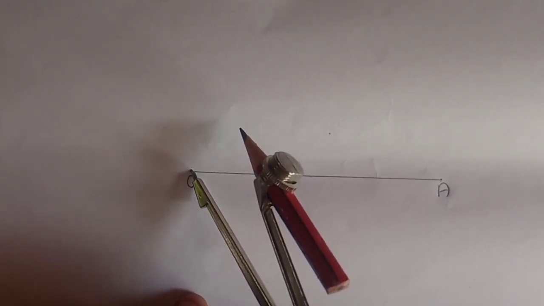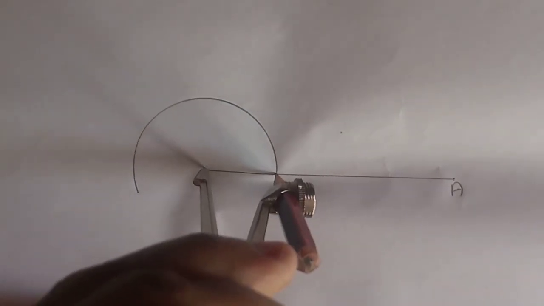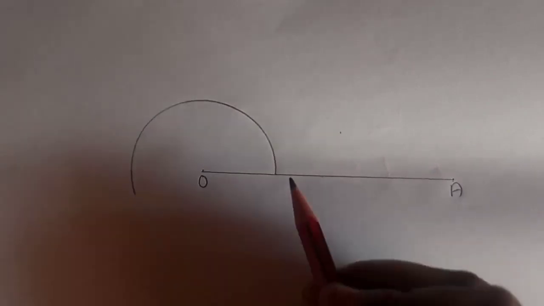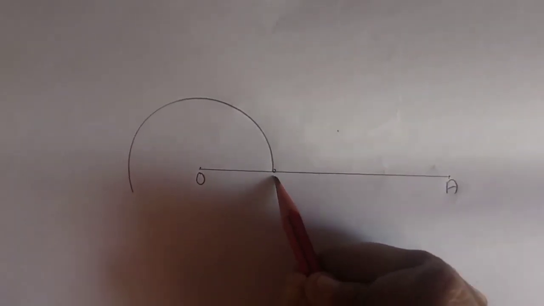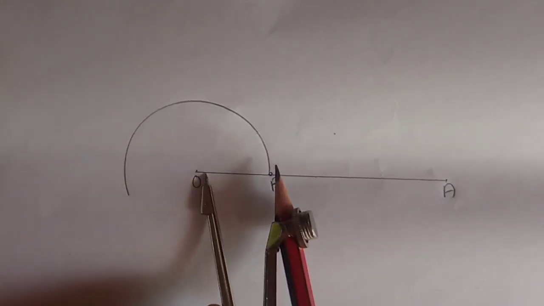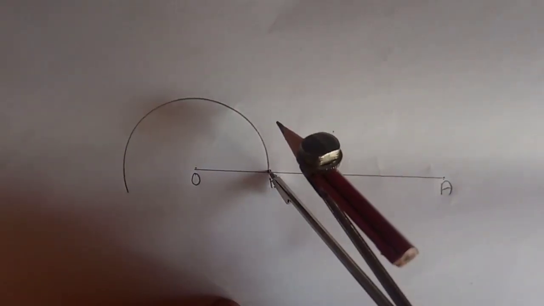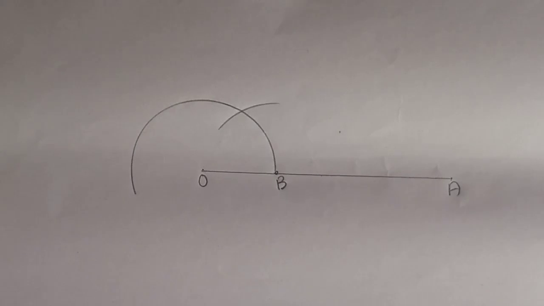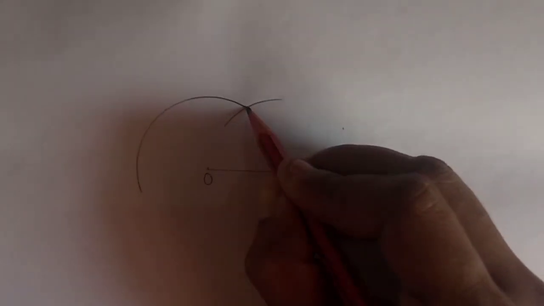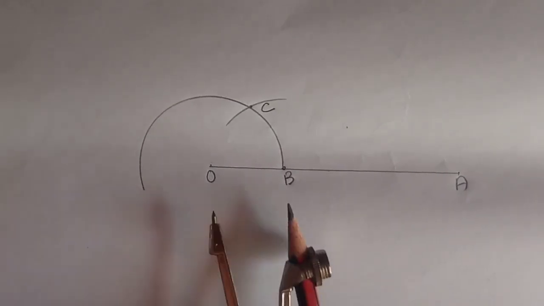By using your compass and taking any convenient radius, draw an arc, and it meets OA at a particular point. Mark that point as B. Then, using the same radius and with B as center, cut an arc and mark the point of intersection of the two arcs as C.